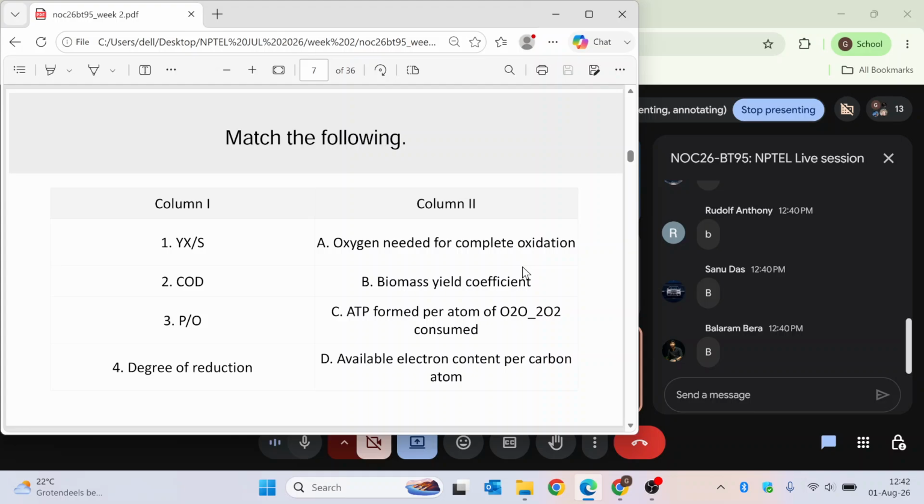Okay, one more question just to sum up all the concepts. You can just give 1A, 2B, 3C, 4D, like that, whatever matches with what, in the chat box.